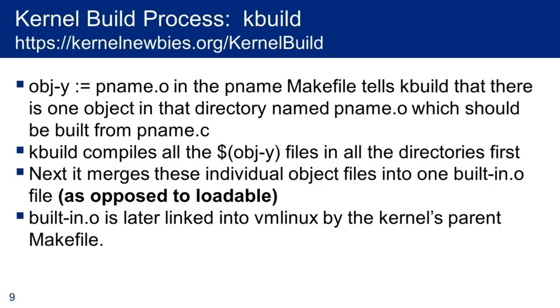It runs through all the source subdirectories and finds all the obj-y files first. Then it compiles each into an object file. Once they are all compiled, a loader program merges the individual object files into a single object file called built-in, which is not a loadable file. Finally, built-in is linked into vmlinux by the kernel's makefile.